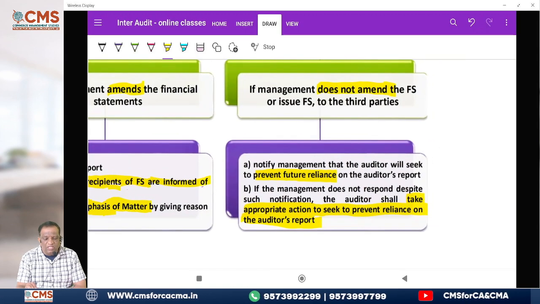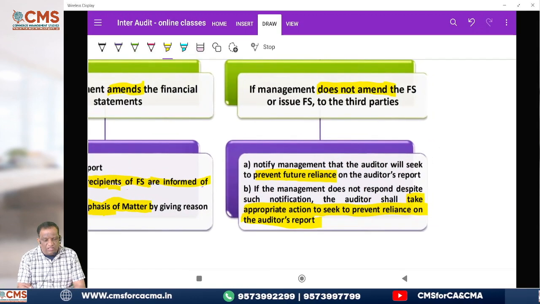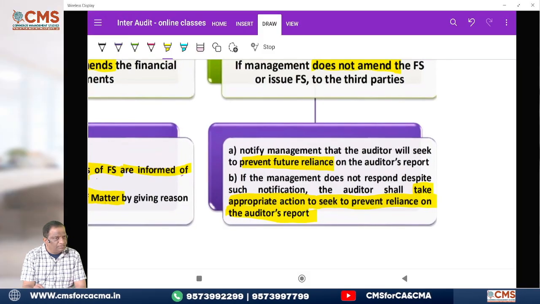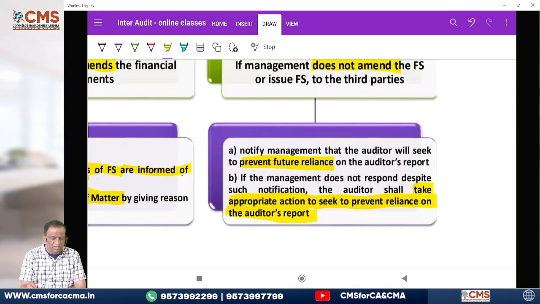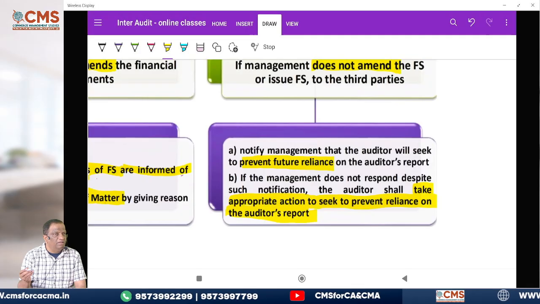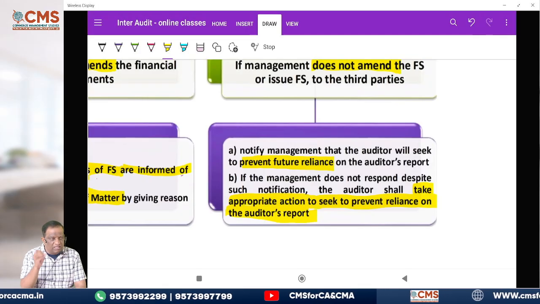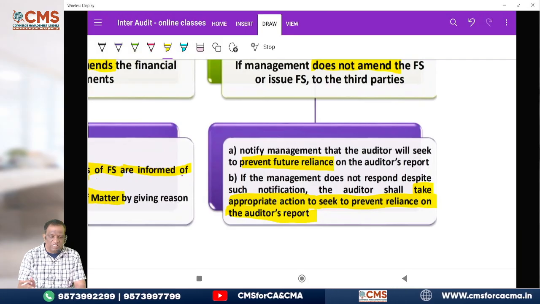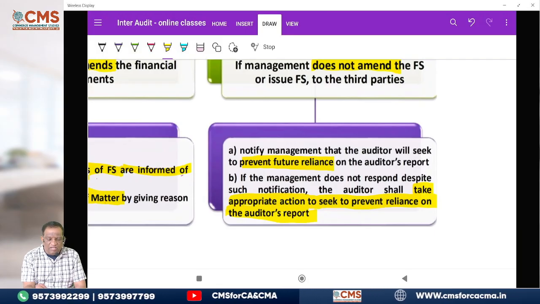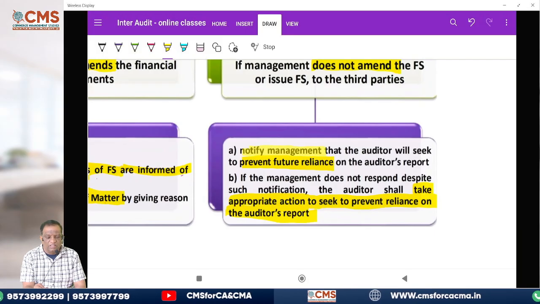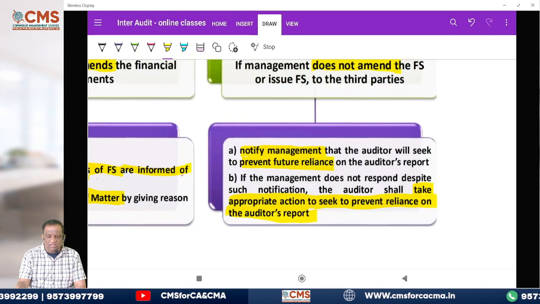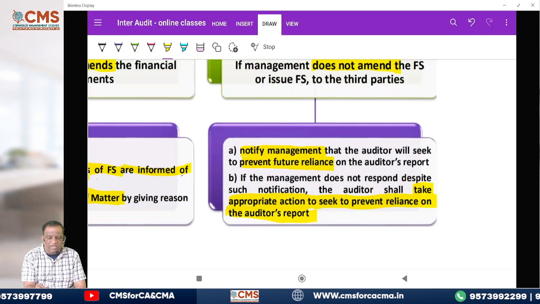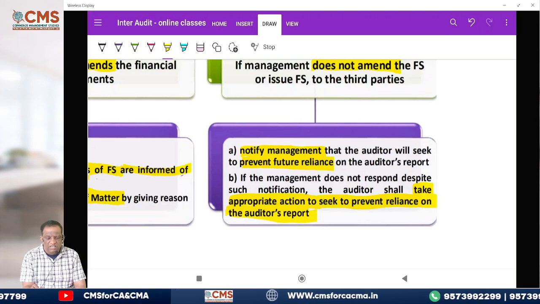But if the management is not willing to amend, then what do I do? First I will tell them, first of all, there is a mistake. I wanted to tell the management, whatever had happened, let's revise a correct one. But the management is not willing, because they themselves are involved or whatever the reason. Then what do I do? I will first try to alert the management, notify the management, saying, if you don't support me, I will prevent future reliance on the audit report. That is, I will go to the court.